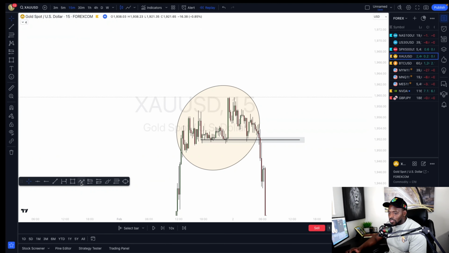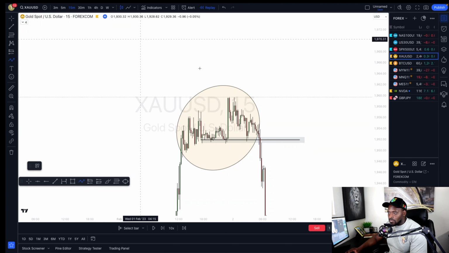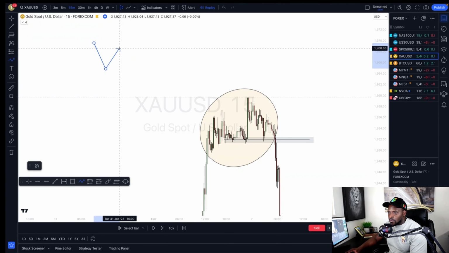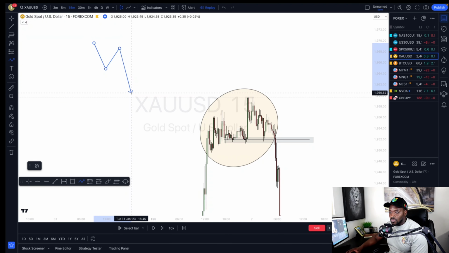Basically, what you are looking for is a structure to be created, right? And then you're looking for the structure to break. Let me do it in bearish. You're looking for a small structure, a minor structure to be created, and then you're looking for the structure to be broken and then retested. This is nothing but a break and retest strategy.